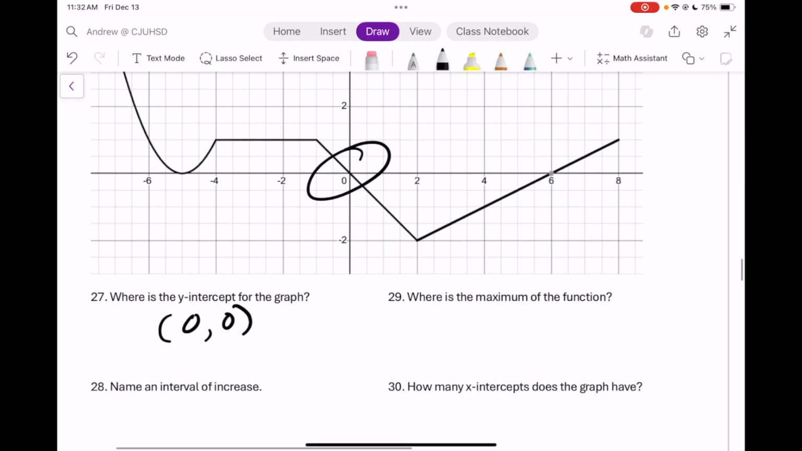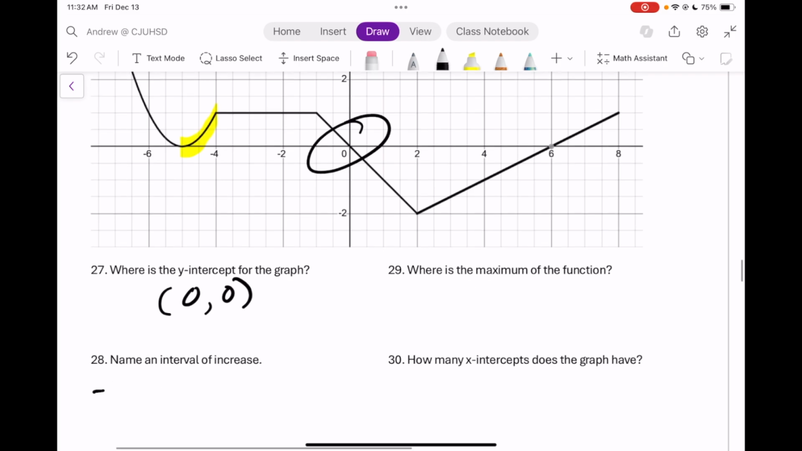28, name an interval of increase. There's a couple of them here. One of them goes from -5 to -4. So that's one possible answer. But you probably saw this other one out here. And that one goes from an x of 2 until 8.